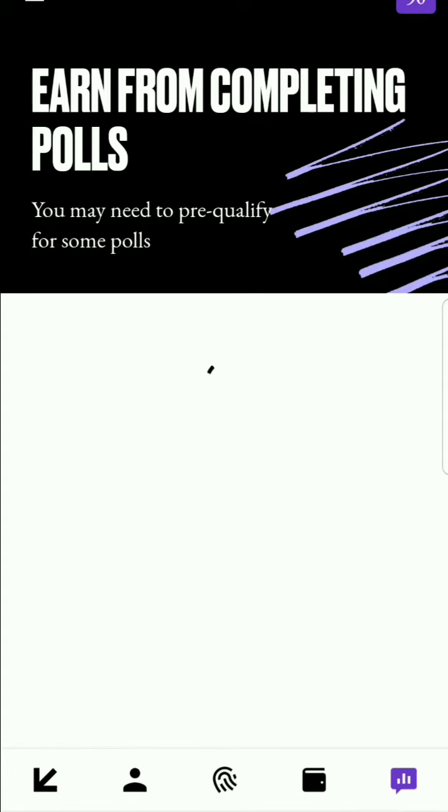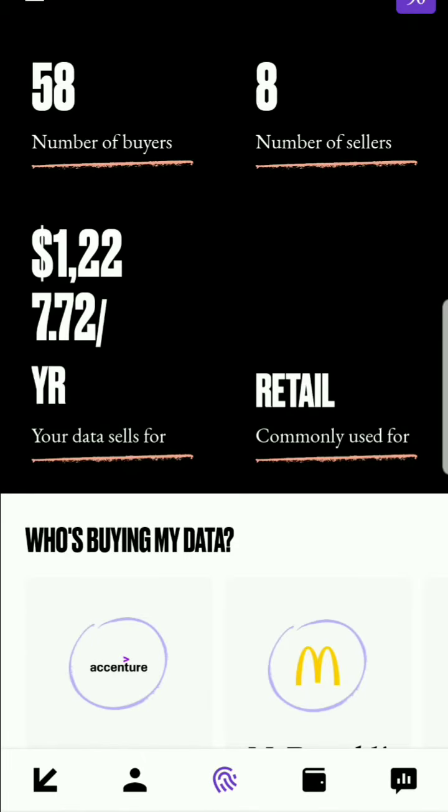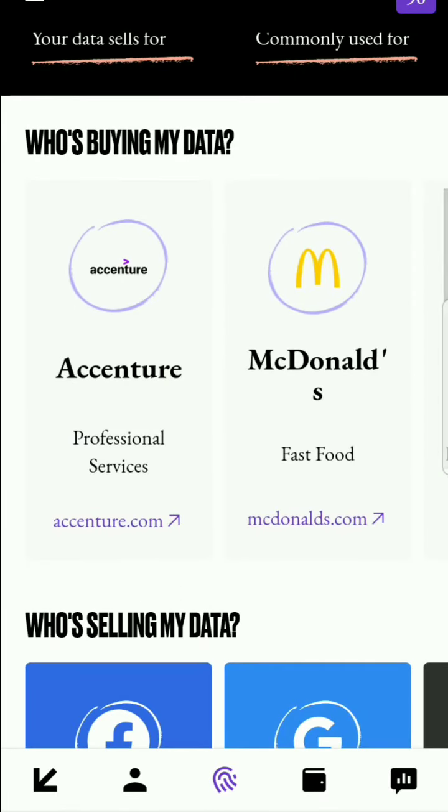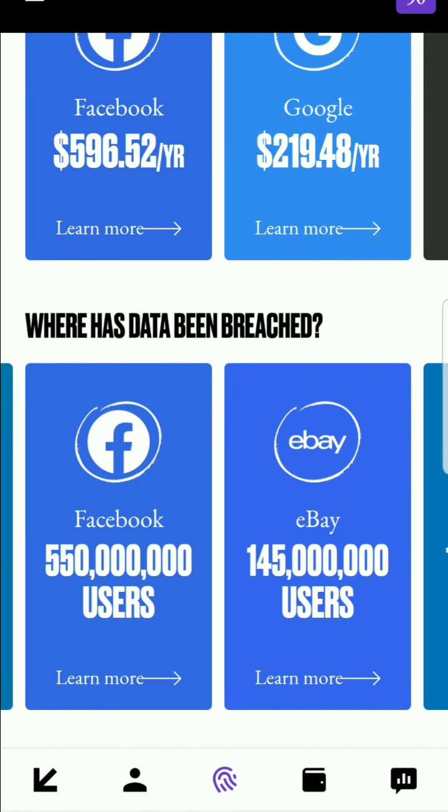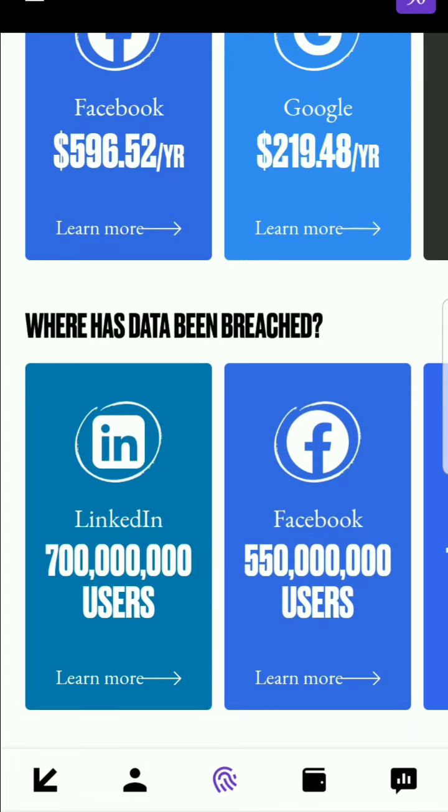And the great thing is you can sign in with email so that you can allow your credentials to pass over. So this is just information about who's buying your data and then selling your data, and then where has data been breached. This is not necessarily important unless you are concerned about where your data goes.